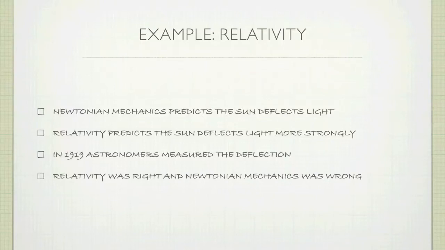So in 1919, astronomers actually measured the deflection. They waited for a solar eclipse, and then they did observations from two different cities to try and be really accurate, and they measured it. And it turned out that relativity was right, and Newtonian mechanics was wrong, so we had learned something important there.